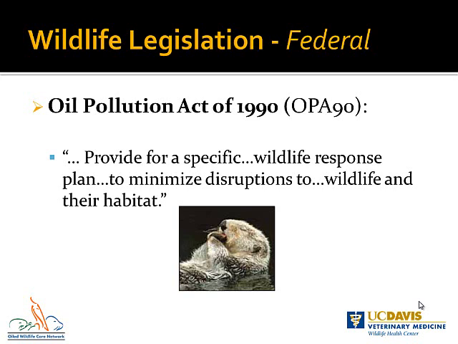It revised contingency planning. It required planning for the worst case scenario. A lot of us take part in these spill drills for the worst case scenario spills, so that is a direct follow-up based on this act. And it required a specific wildlife response plan, like Holly mentioned earlier. So this is the language: provide for a specific wildlife response plan to minimize disruptions to wildlife and their habitat. And this was crucial in setting up OSPR as well as the OWCN.